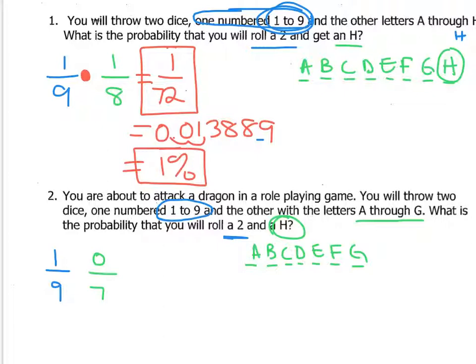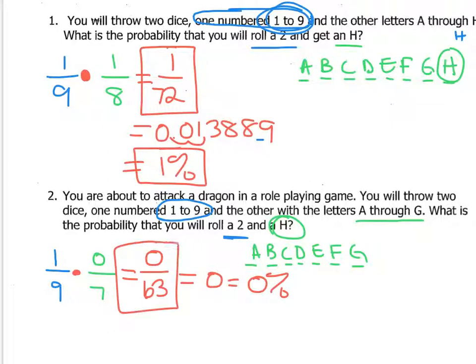So the first probability is 1 out of 9, and the second probability is 0 out of 7. So to find the probability of both happening, you would have to multiply. So if we multiply straight across, 1 times 0 is 0, and 9 times 7 is 63. So the chances of this happening are 0 out of 63, which is the same as 0, or in other words, 0%. So this cannot happen, since it would be impossible to roll an H on the dice.